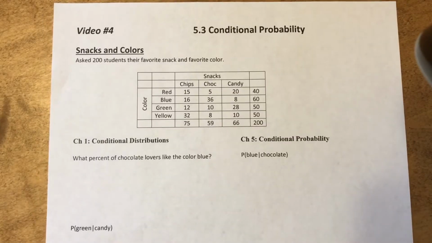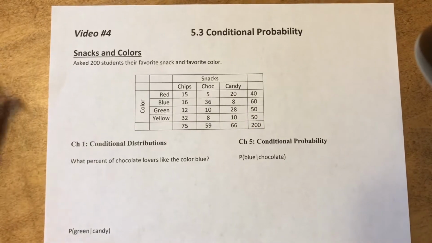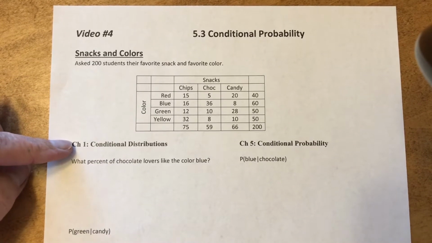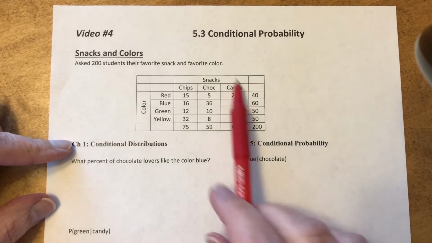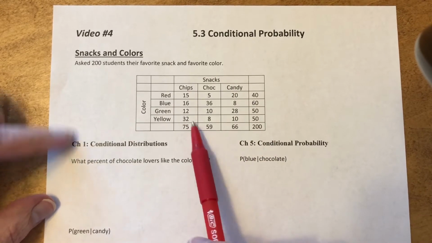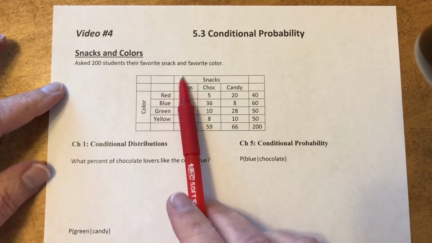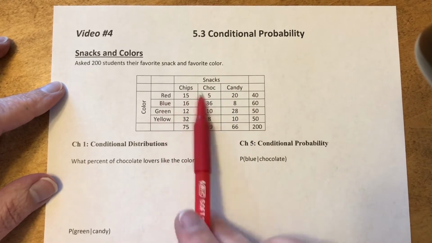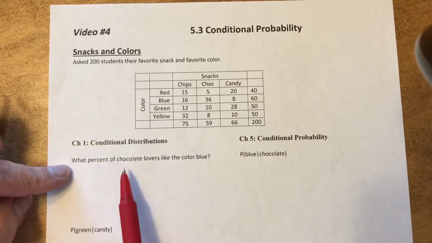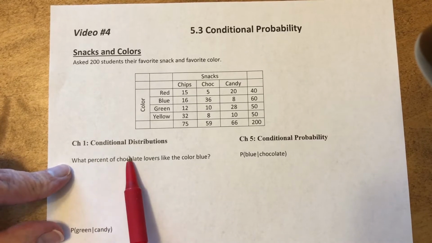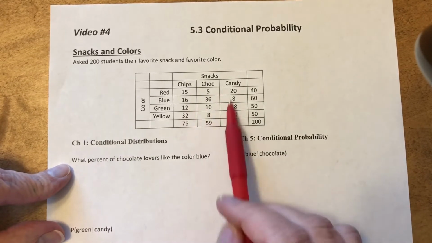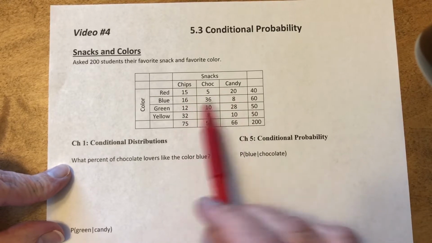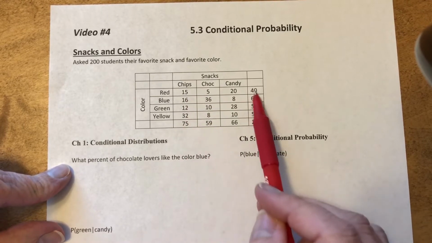Now, first of all, where have you seen conditional probability before? You've seen it in chapter 1 with conditional distributions. We have a two-way table here. We asked 200 students their favorite snack and their favorite color, so we categorize them by snacks and colors. In chapter 1, our conditional distributions were simply a cell in the guts over one of the margin totals, because these were the conditions.